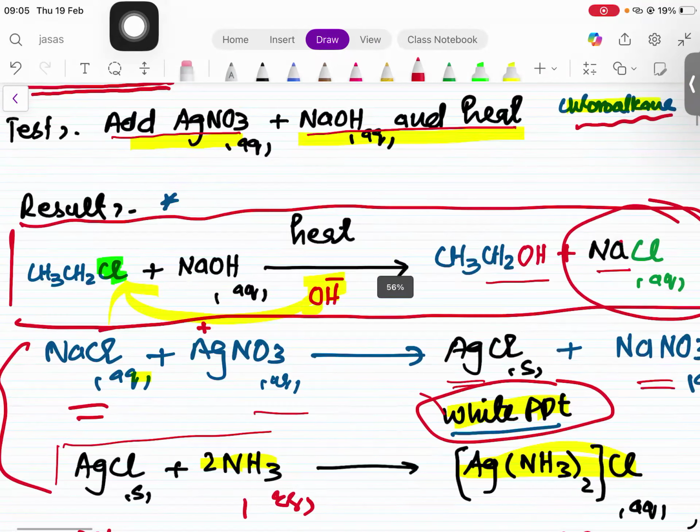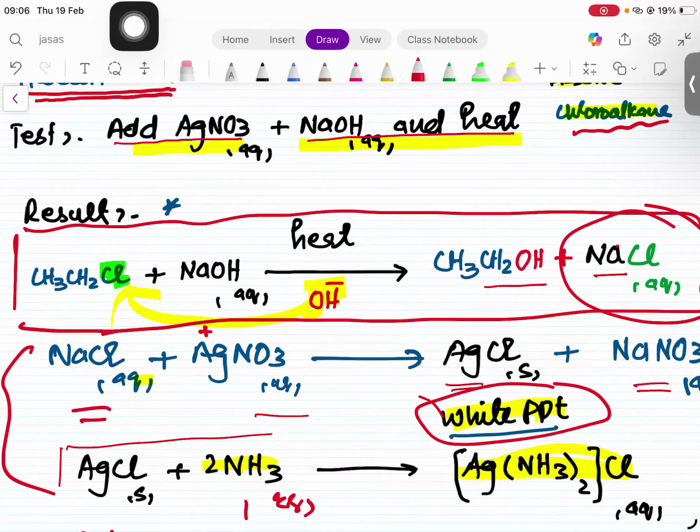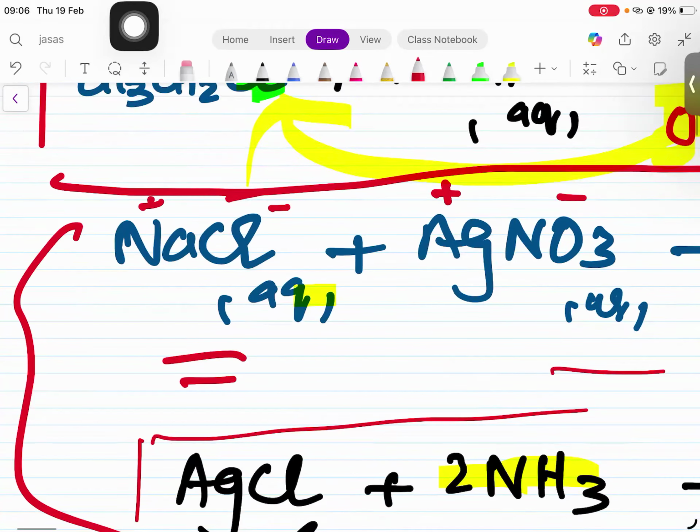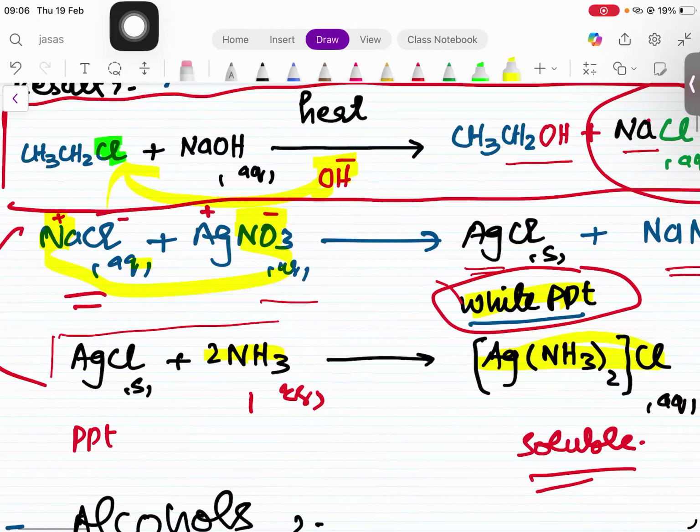But the other product, NaCl, reacts with the silver nitrate which you added later in the follow-up. This reaction I have taken from inorganic chemistry, where there is an ion exchange. Why am I calling it ion exchange? The negative ion of one combines with the positive ion of the other. What is formed? NaNO3 and AgCl. And AgCl being water insoluble appears in the form of a white precipitate.